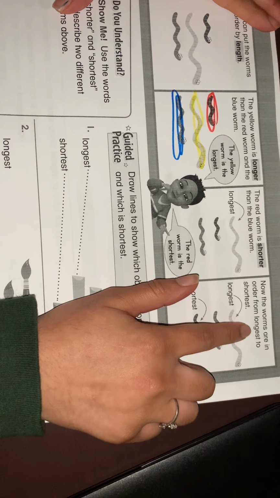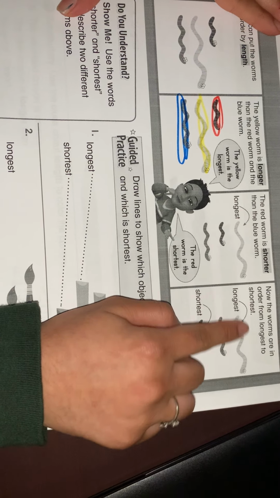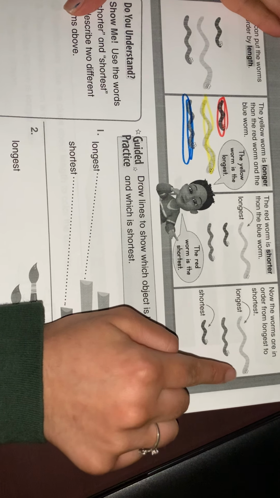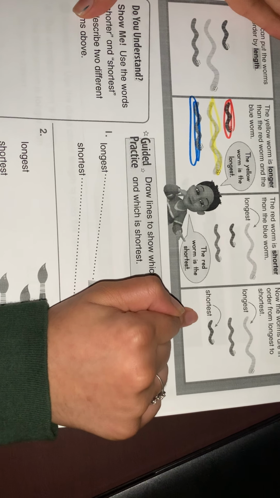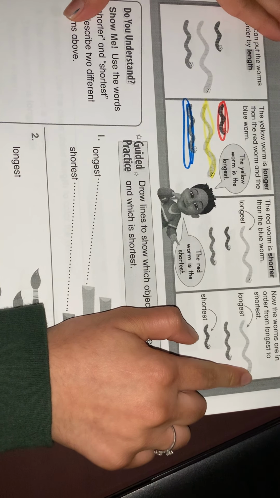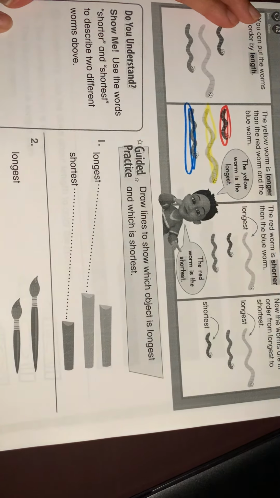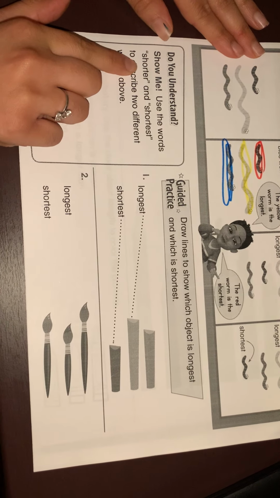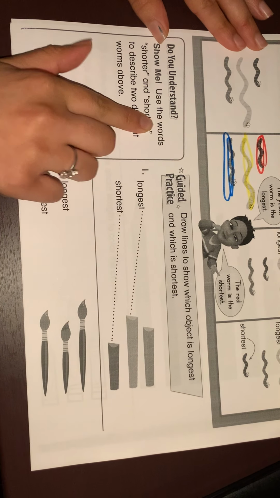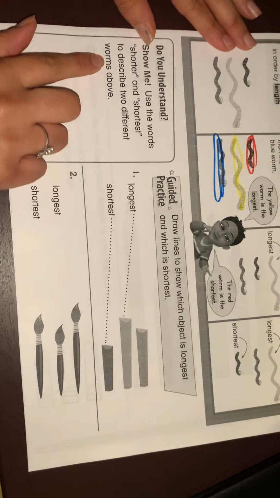Now the worms are in order from longest to shortest. So we put the longest worm first, then the second longest, and then the shortest. So shortest means the most small, and longest means the most big. So we're going to come down here to do you understand, show me. You're going to use the word shorter and shortest to describe two different worms above.